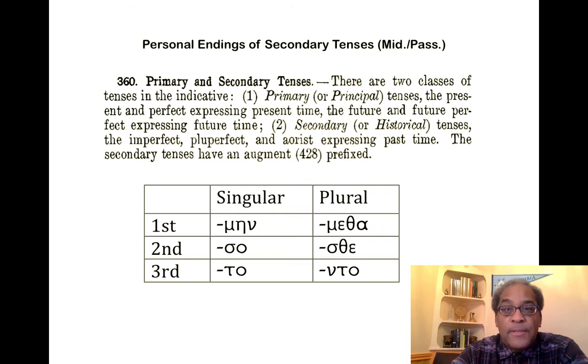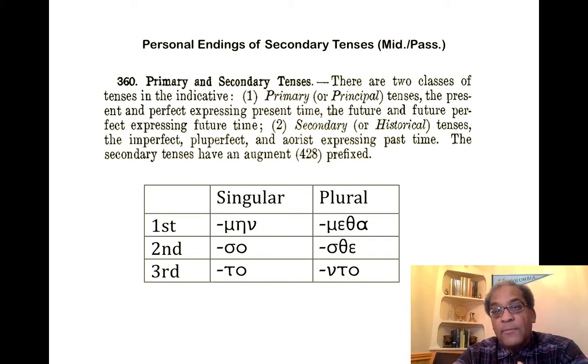So that results in just giving us the personal endings of the secondary tenses. So once again, regarding primary and secondary tenses, there are two classes of tenses in the indicative. The primary or principal tenses, which are the present and the perfect expressing present time, the future and the future perfect expressing future time. Then there are the secondary or historical tenses. These are the imperfect, the pluperfect, and the aorist expressing past time. The secondary tenses have an augment prefixed in Attic Greek.